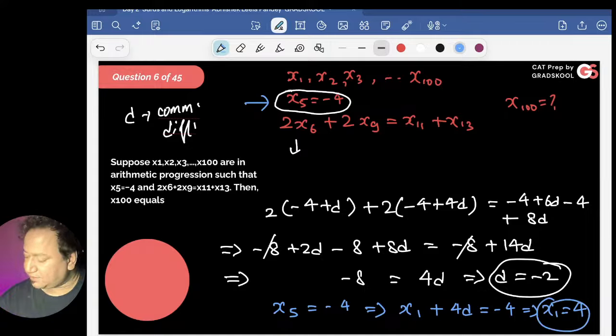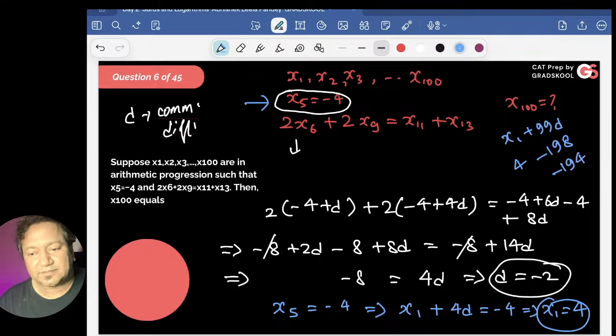We have to find x100. That will be how much? x1 plus 99 times d. All right. So x1 is 4, d is minus 2, minus 198. You will get minus 194 as the final answer.